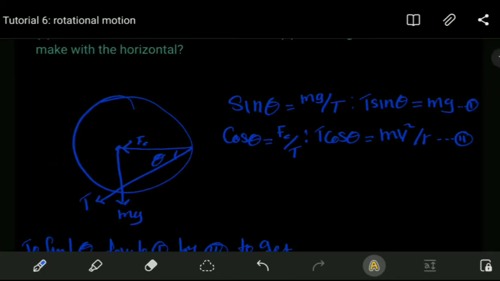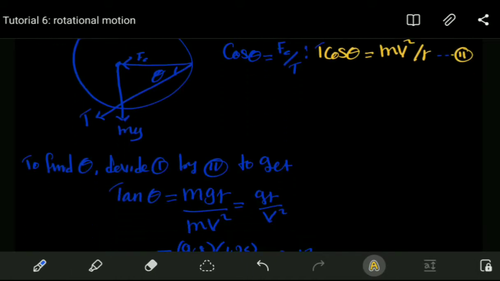So this ball is being whirled around this circular path, and we can draw our triangle from which we can have sine theta equals mg over T and cos theta equals centripetal force over the tension. So we have two equations there which can be written: T sine theta equals mg, as well as T cos theta equals mv squared over r.